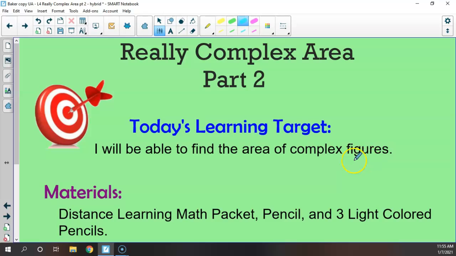All right, fourth graders, let's check our learning target today. Able to find the area of complex figures, and we did that. We found it of 3 different complex figures. Good work today, and happy solving.